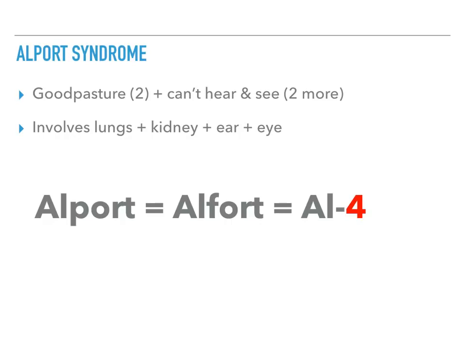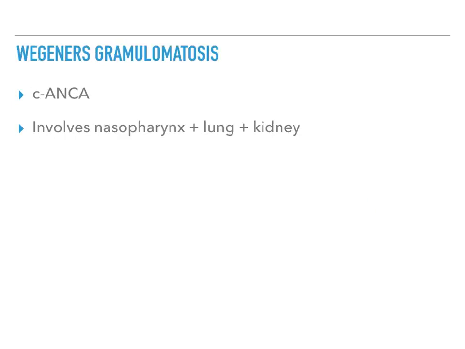So if they give you a patient in the vignette who is coughing up blood, who has kidney failure, who is deaf, and who has trouble seeing, the answer is Alport syndrome. Next, Wegener's granulomatosis. So Wegener's granulomatosis has a positive C-ANCA. It involves the nasopharynx, the lung, and the kidney.